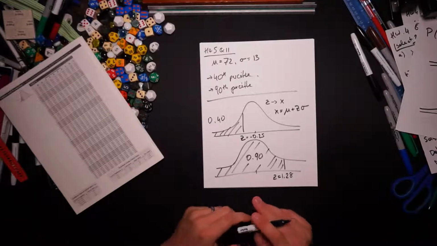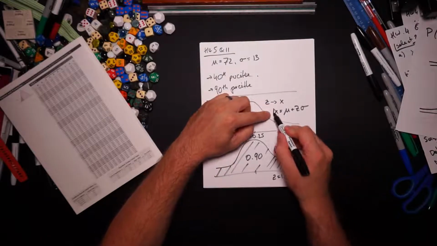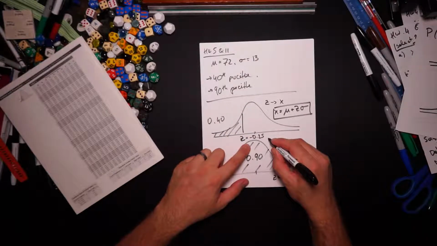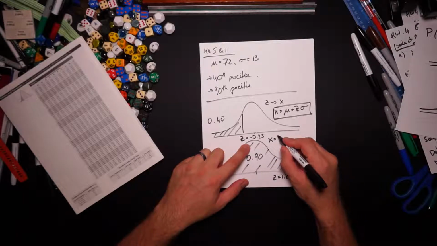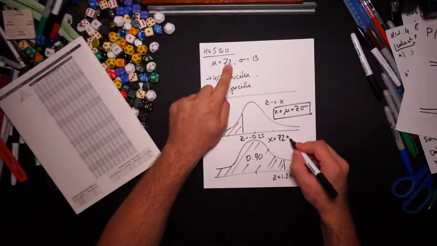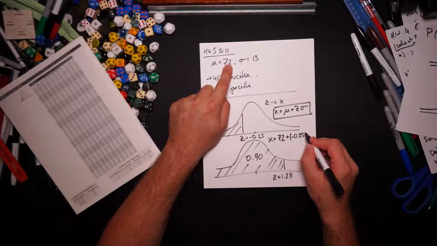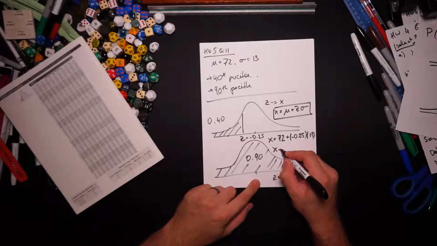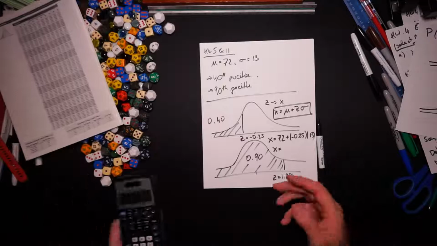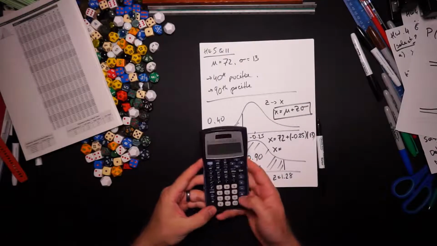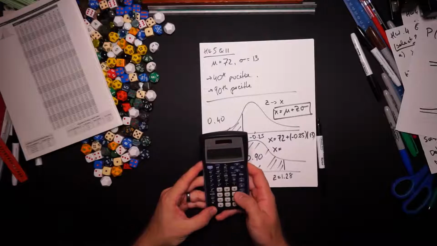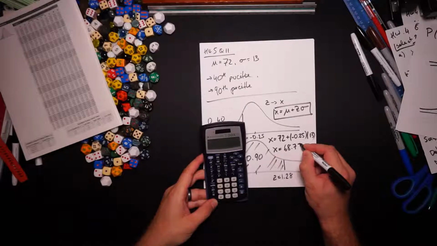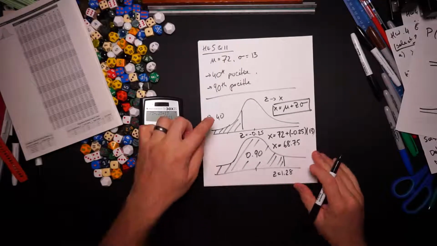And so now how do I do the rest of it? Well, the rest of it is this formula. In this case, the cutoff score x is 72, my mu, plus negative 0.25 times my sigma, 13. So x comes out to be 72 minus 0.25 times 13, which is 68.75. So that will be my cutoff score for the 40th percentile.